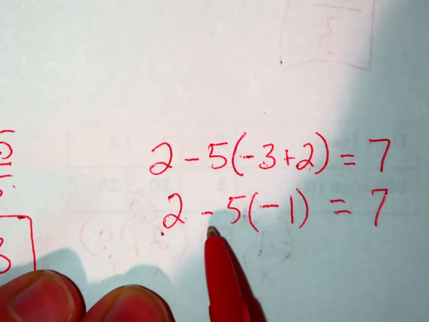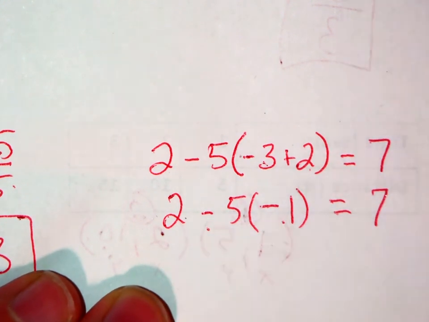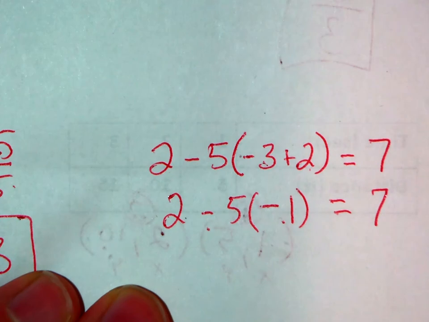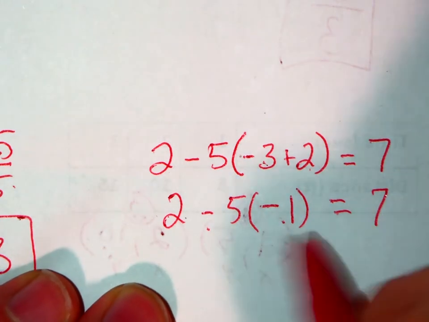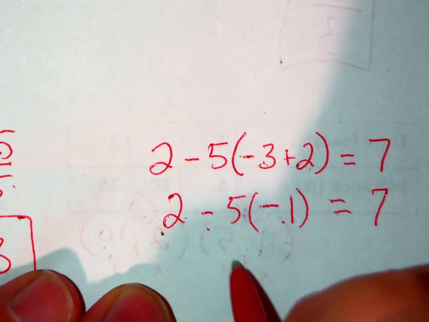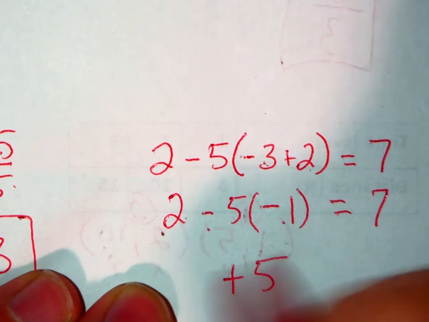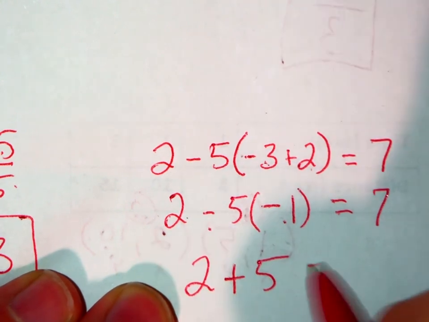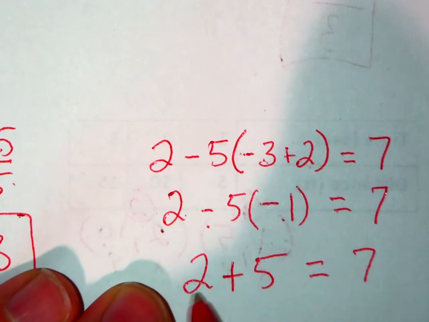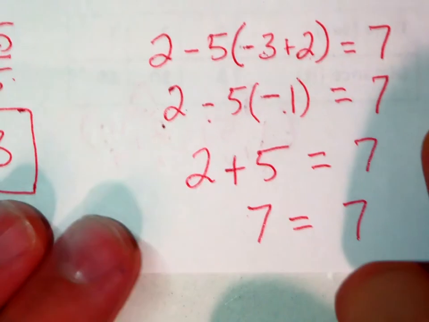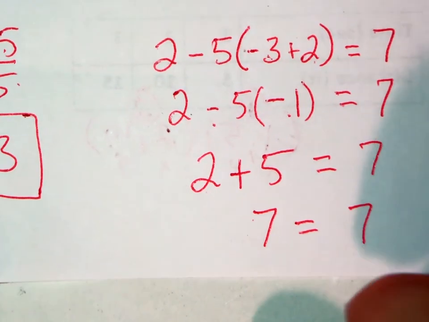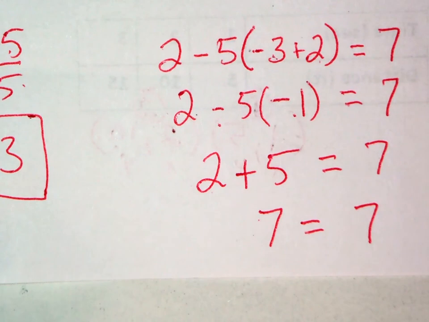And now again I can multiply negative 5 times negative 1 because I have to do multiplication before I do addition or subtraction. Negative 5 times negative 1 is positive 5. 2 plus 5 is 7 equals 7. Well, my solution is correct. So I accurately solved for my x value, which was negative 3.